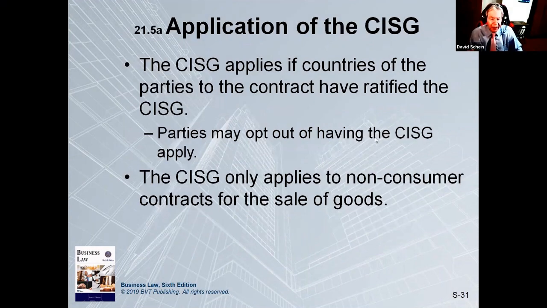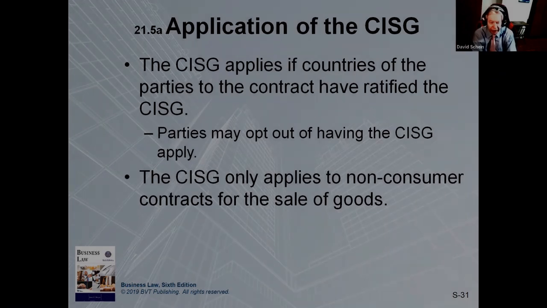Now, as we wrap up chapter 21, one of the situations we get into is the application of the CISG. And so this is again from the UN, and the CISG applies to countries the parties to the contract have ratified it. Many members of the United Nations obviously have adopted the CISG, but not all of them. Now, an important caveat here, which may not be obvious to you, is the CISG only applies to non-consumer contracts for the sale of goods. So this is going to be merchant-oriented.